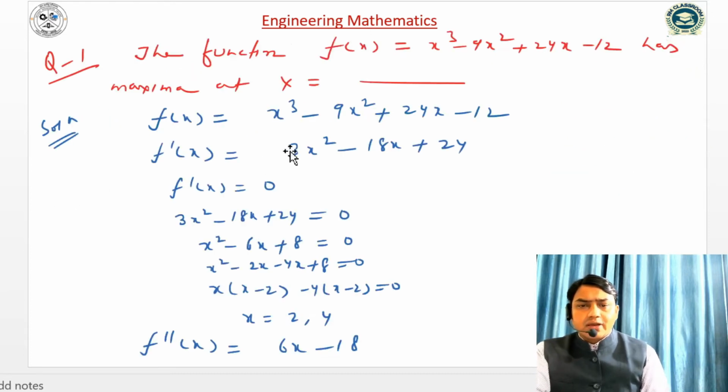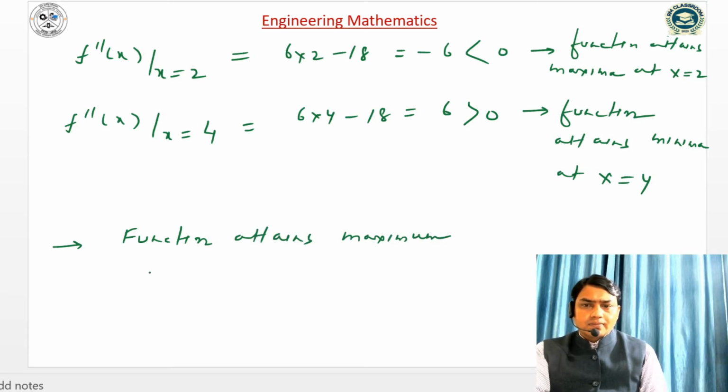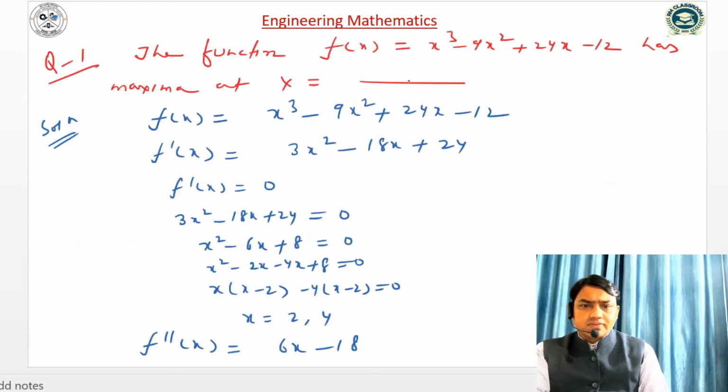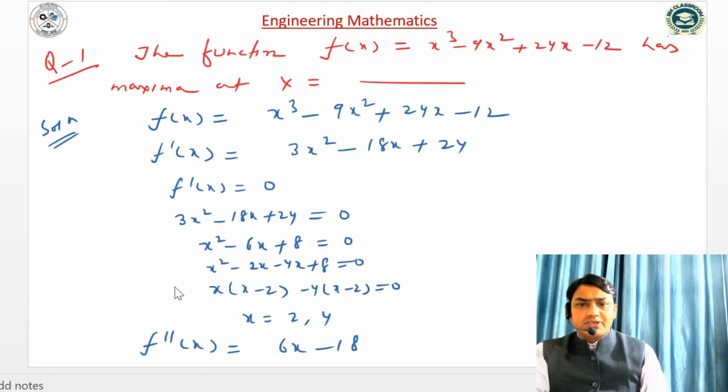So in the question the function has a maxima. So maximum value is attained at x is equal to 2. So the function attains maximum value at x is equal to 2. So here 2 is the correct answer. And the stationary points are 2 and 4.